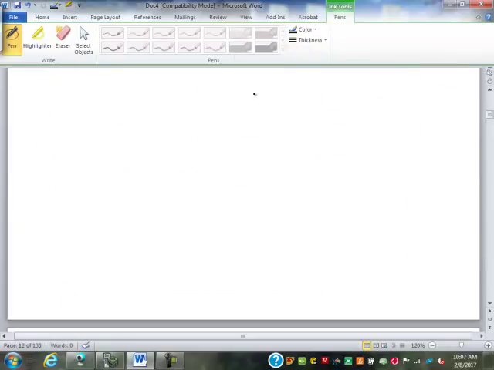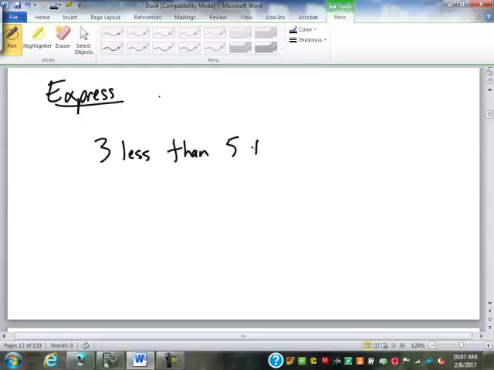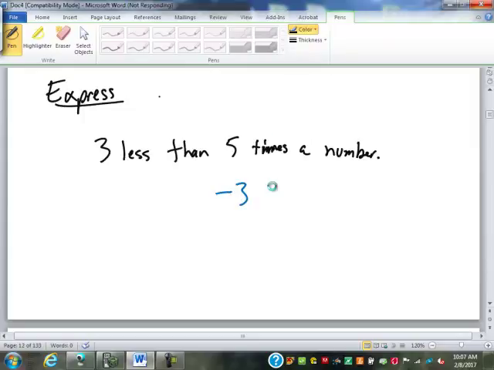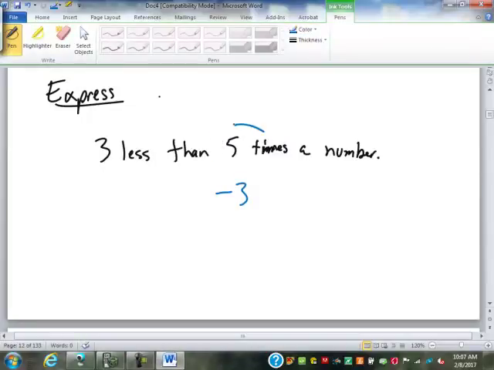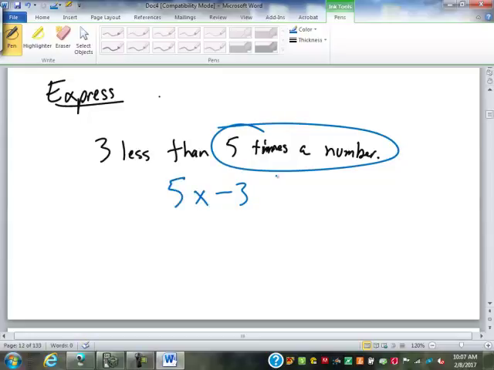You might be asked to express with symbols. For now, I'm just going to say express. Three less than 5 times a number. What does the 3 less than mean? 3 is being subtracted from something, yes. And it's being subtracted from 5 times the number, which would be expressed as 5x, 5n, 5y, whatever letter you want to use.